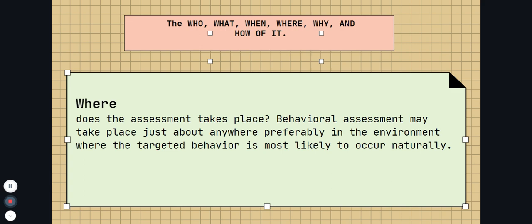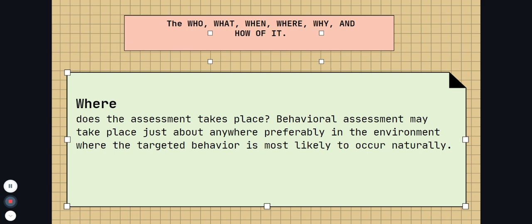Next is where does the assessment take place. Behavioral assessment may take place just about anywhere, preferably in an environment where the targeted behavior is most likely to occur naturally. So, for example, a behavioral assessor studying firsthand the obsessive-compulsive habits of a patient might wish to visit the patient at home to see firsthand the variety and intensity of the behaviors exhibited.